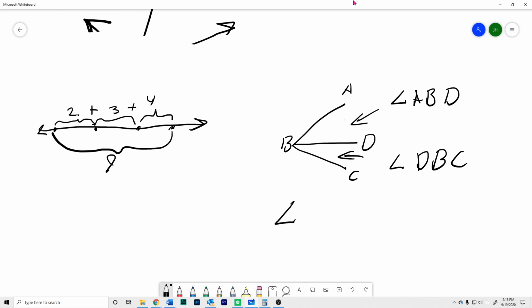So we know the angle ABC equals angle ABD plus angle DBC. That's what we're doing here. Okay, just adding angles up.